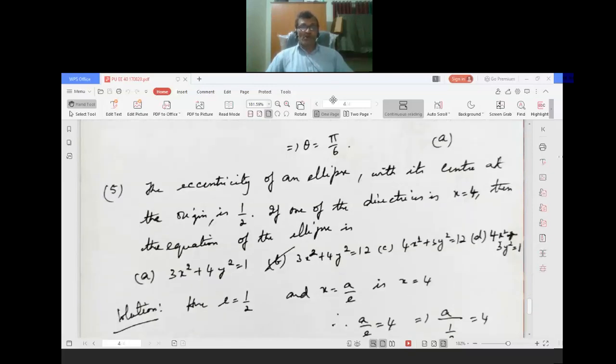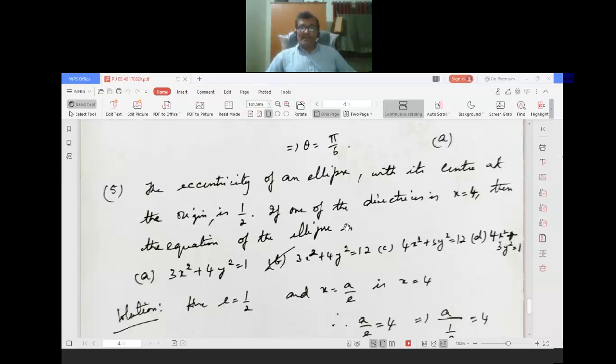The eccentricity. Always you have to understand the question properly. First you have to understand the question. The eccentricity of an ellipse with its center at origin. Eccentricity for an ellipse is always e less than 1. So the ellipse has its center at origin, and the eccentricity is half.